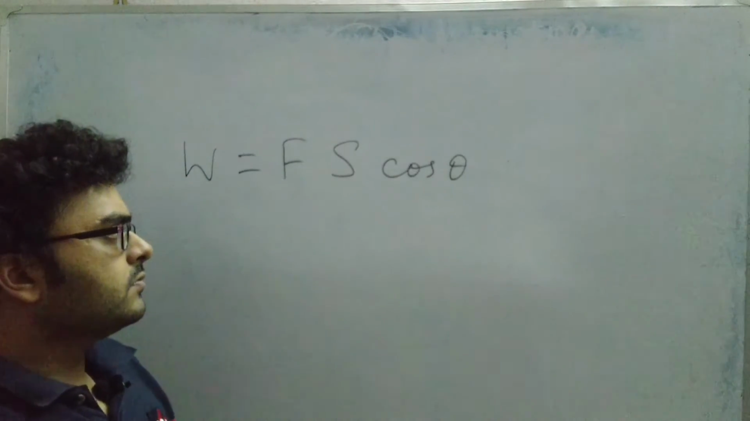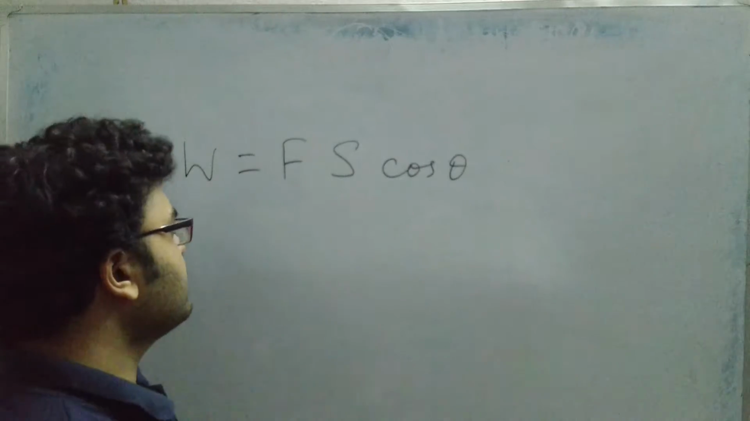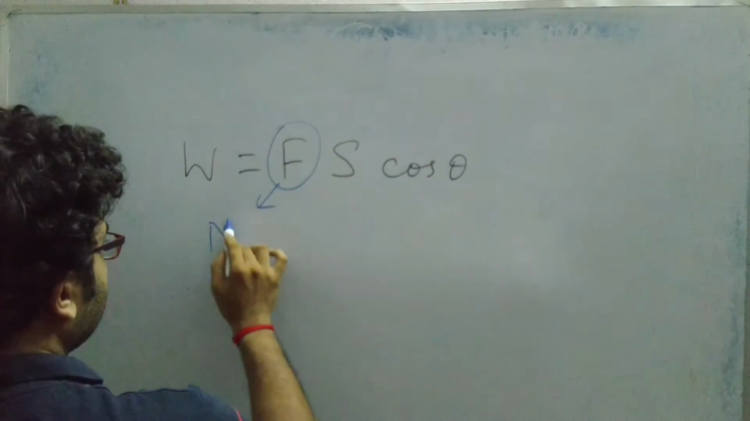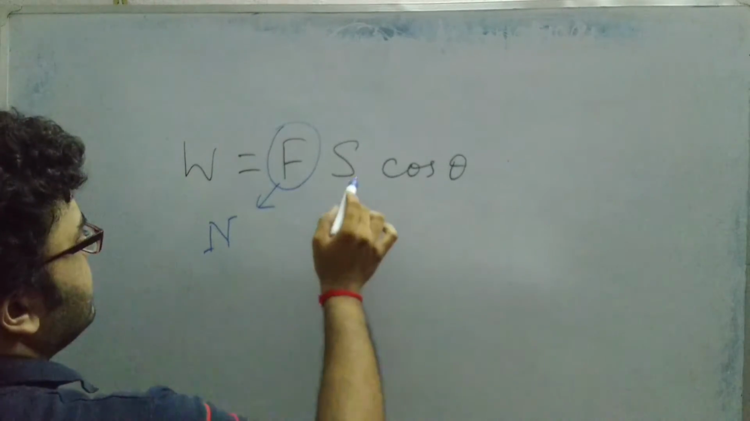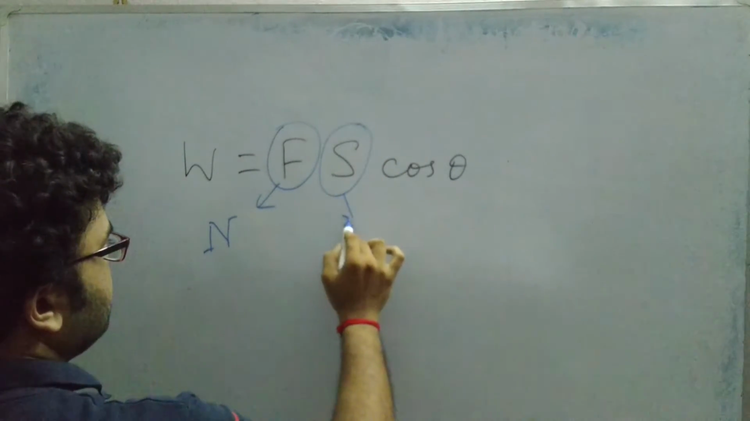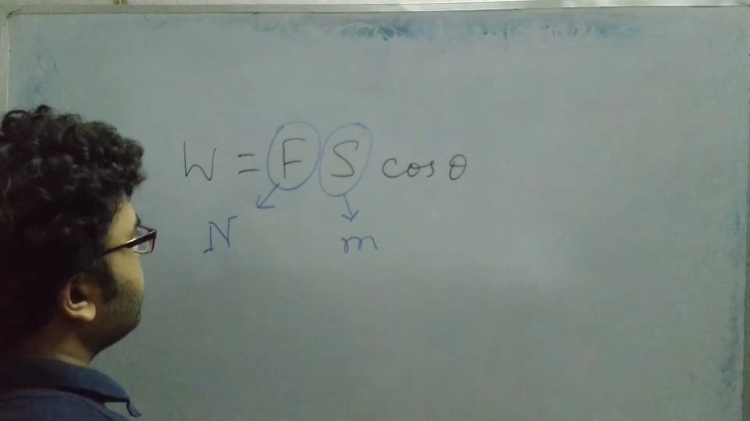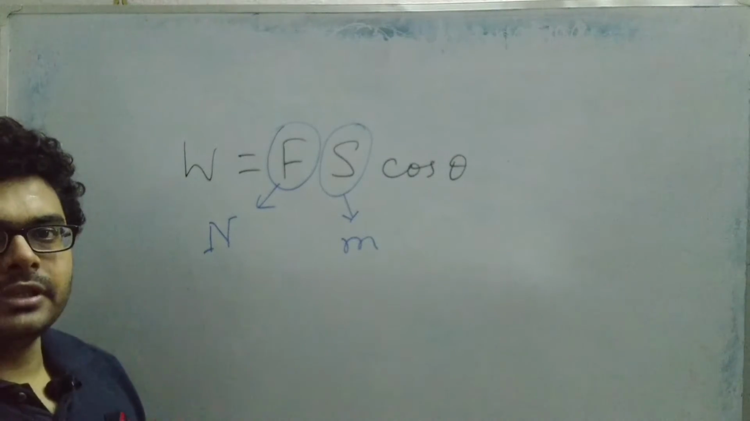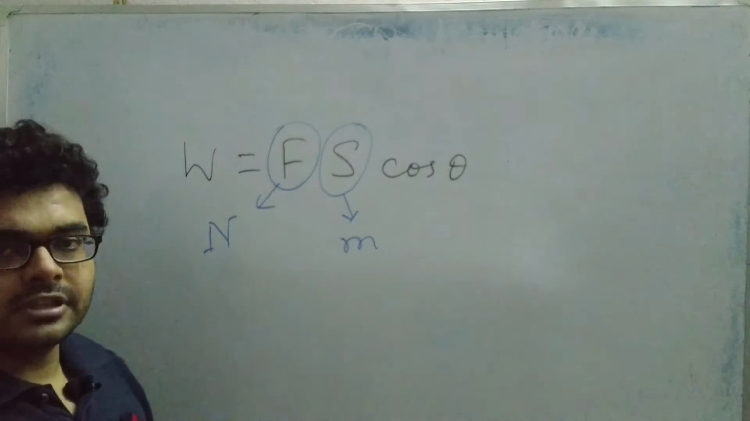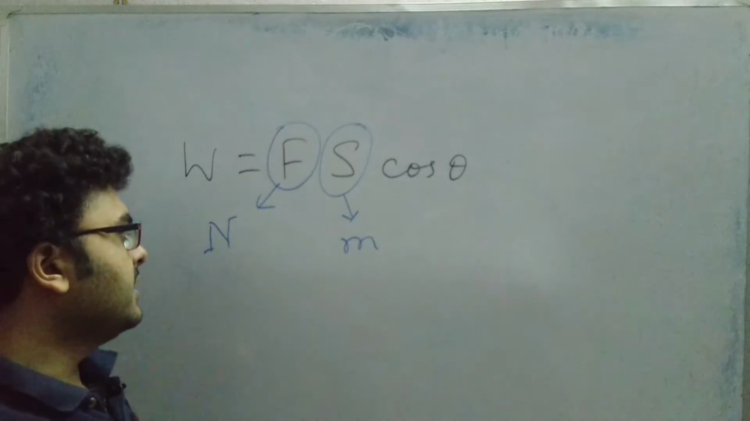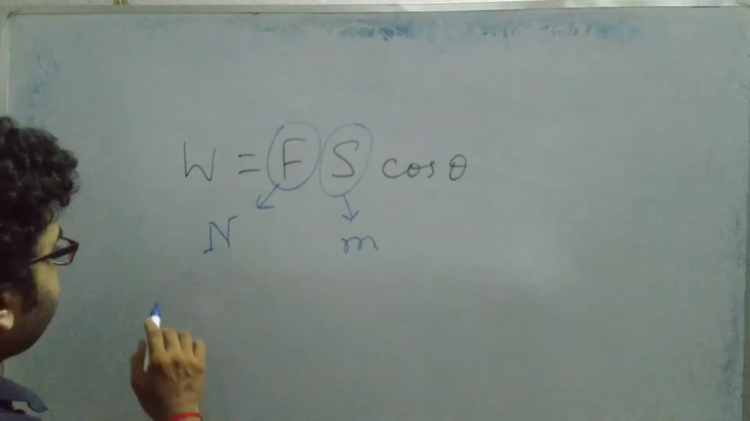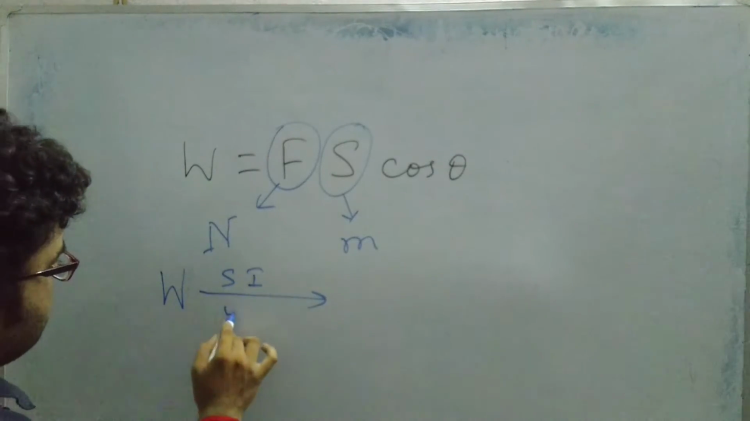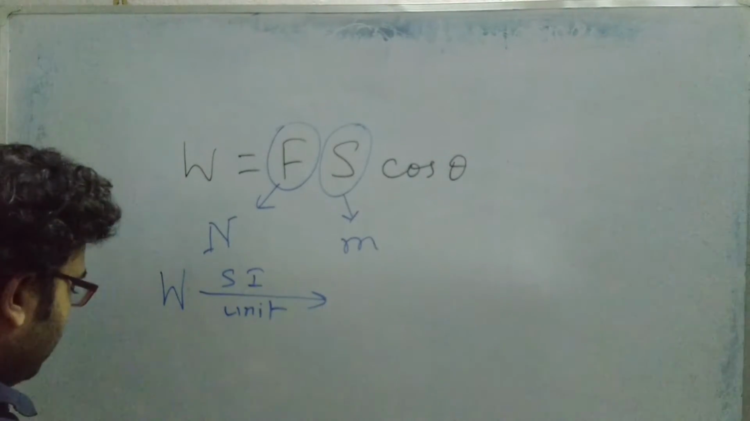Now, as you know, what is the SI unit for force? Obviously the SI unit for force is Newton, denoted by the capital letter N. The SI unit of displacement is meter, denoted by small m. And as you know, trigonometrical ratios do not have any particular unit as they are simple ratios. So the SI unit for work turns out to be Newton meter.